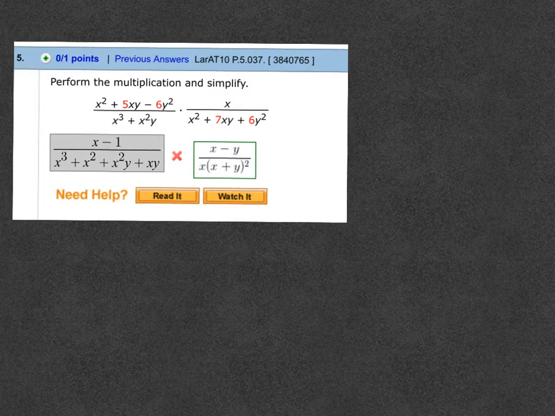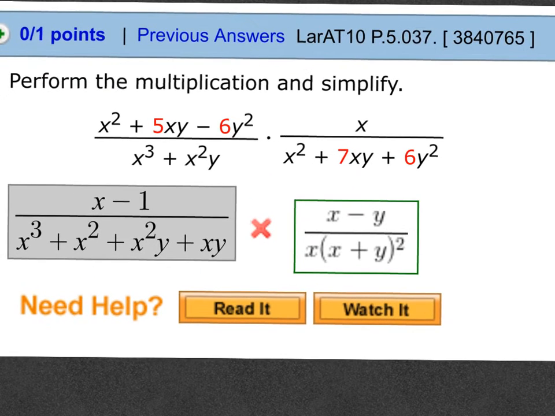All right, this was number 5, perform the multiplication. So this time it's already multiplication. I don't need to keep, change, flip it, but I do have to factor it. So if I factor the top left, okay, put this in parentheses, there's a variable on the front and at the end, which means there's going to be a variable at the front and at the end of each of our parentheses. Then I'm looking for the factors of negative 6 that sum to positive 5. So this would be a positive 6 and a negative 1.